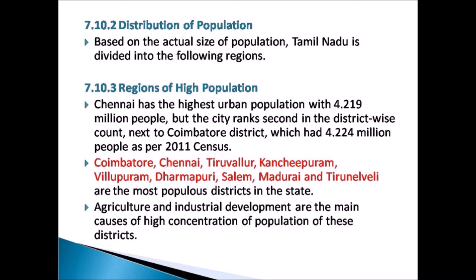The most populated districts in the state are Coimbatore, next comes Chennai, third is Tiruvallur, and then Kanchipuram, Viluppuram, Dharmapuri, Salem, Madurai and Tirunelveli. These districts are highly populated because of agricultural and industrial development. So people from other regions also move towards these districts in search of jobs, and they get settled in those places, and therefore the population in those districts increases.